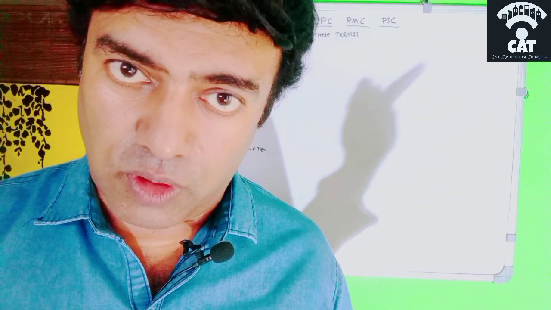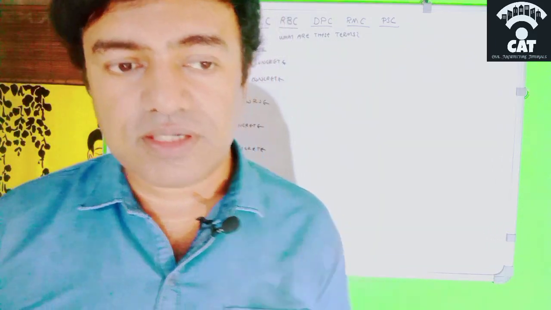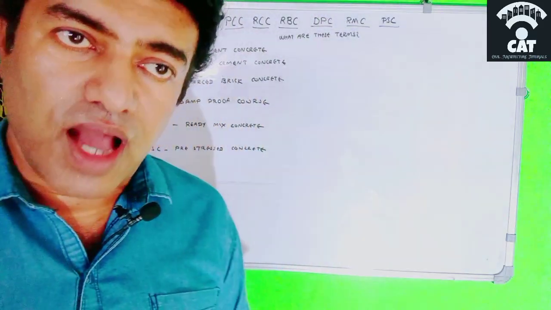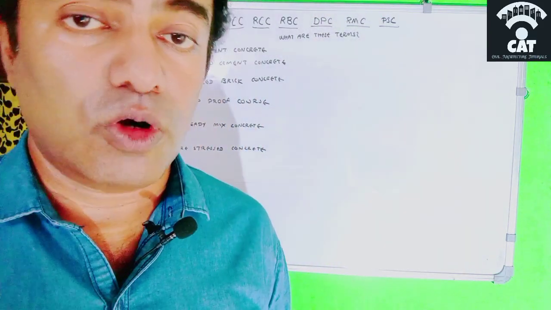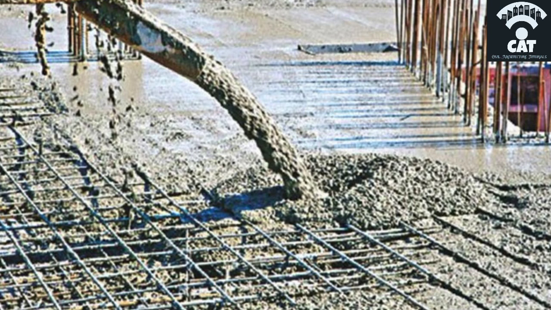RCC is reinforced cement concrete. So PCC consists of cement, sand, water and coarse aggregate. These four items constitute PCC. If we add steel into it, which is also called reinforcement or reinforced steel, then it will be called reinforced cement concrete or RCC. So this is the basic difference between PCC and RCC.